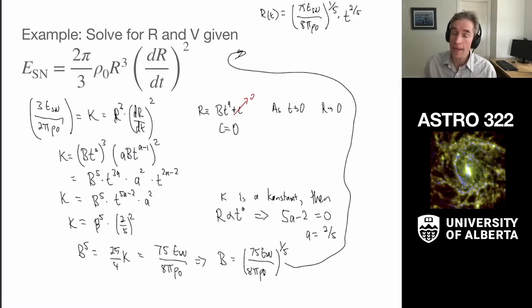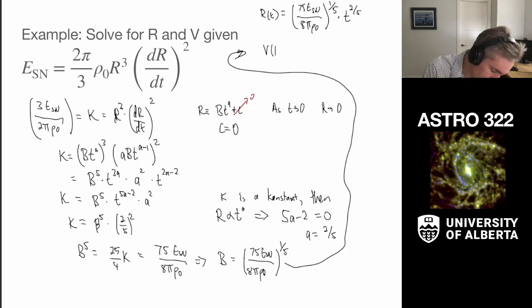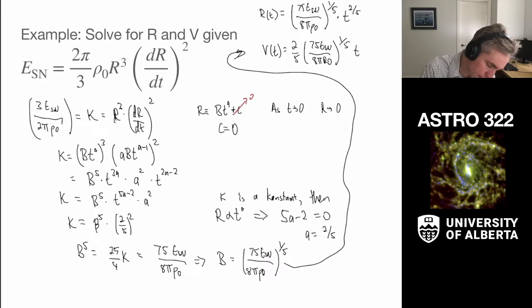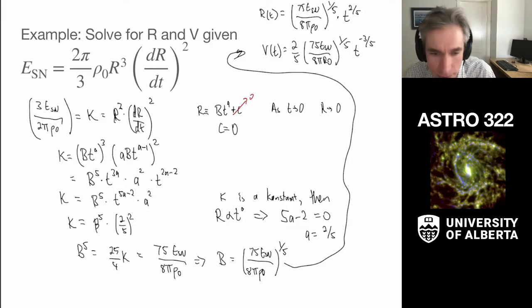And I can also calculate how fast that shock front is moving, by taking a time derivative. So I get that V of T is just equal to 2/5 times this mess in the constant again, 75 E supernova over 8 pi rho naught to the 1/5. And I take one power off of the T, so I get T to the minus 3/5. Which is kind of a cool little scaling.